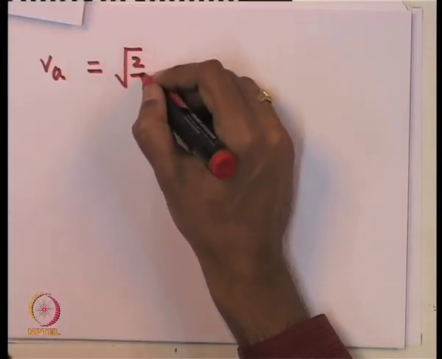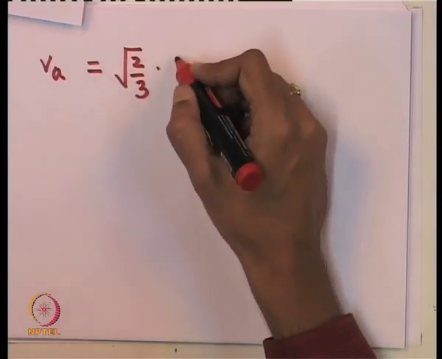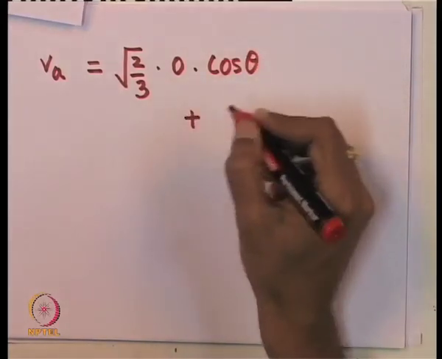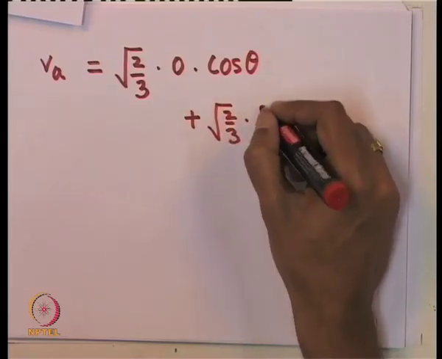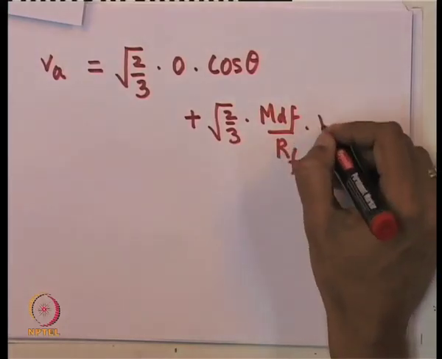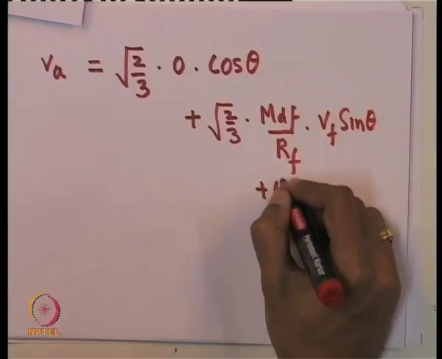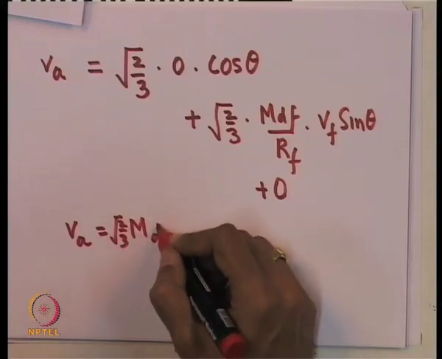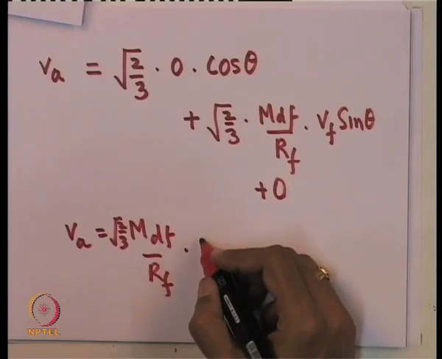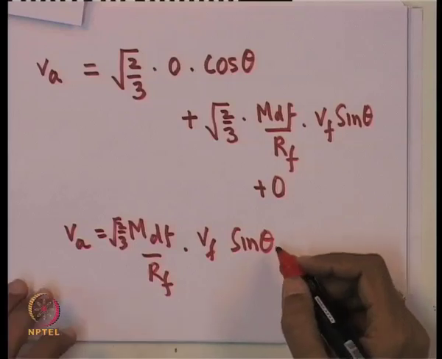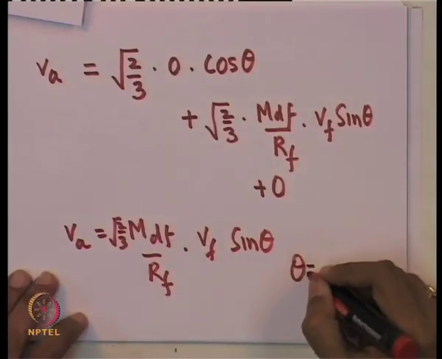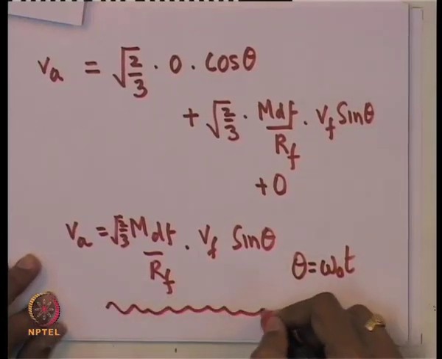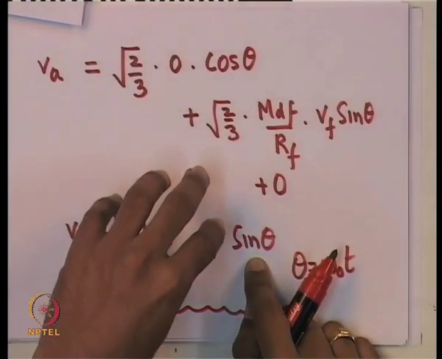V A is nothing but root 2 by 3 into F V D. So, V D is equal to 0 into cos theta plus root 2 by 3 into MDF by RF into VF into sin theta plus 0. So, it turns out that VA is root 2 by 3 MDF by RF into VF sin theta. Sin theta is theta, if the machine is rotating at an angular frequency of omega naught and theta is equal to omega 0 t, under open circuit conditions you will have a voltage induced which is nothing but a sinusoidal voltage, and this is the coefficient corresponding to it.